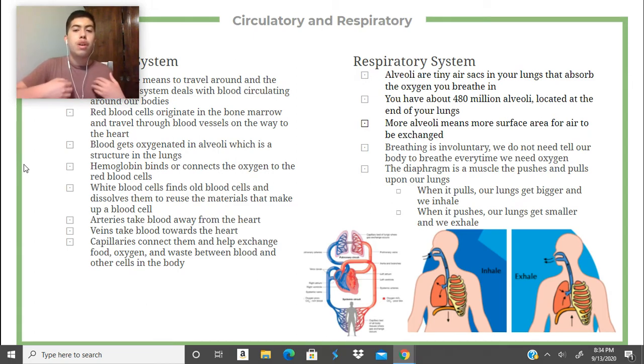And then the diaphragm is a muscle that pushes and pulls upon our lungs. When it pulls, our lungs get bigger and we inhale. And when it pushes, our lungs get smaller and we exhale. You can feel the diaphragm if you take deep breaths and feel around your stomach area, and you'll feel the diaphragm pulling and pushing on your lungs. So that's how breathing works.